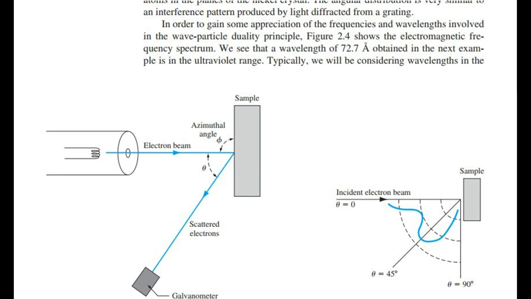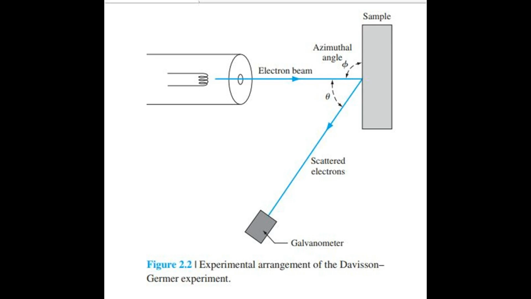In order to gain some appreciation of the frequencies and wavelengths involved in the wave-particle duality principle, Figure 2.4 shows the electromagnetic frequency spectrum. We see that a wavelength of 72.7 Å obtained in the next example is in the ultraviolet range. Typically, we will be considering wavelengths in the ultraviolet and visible range.